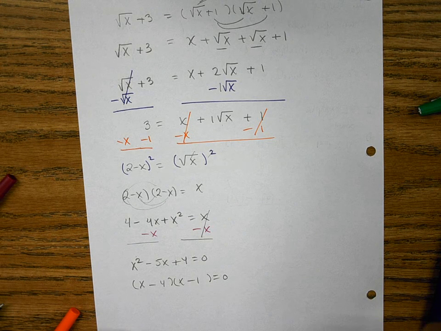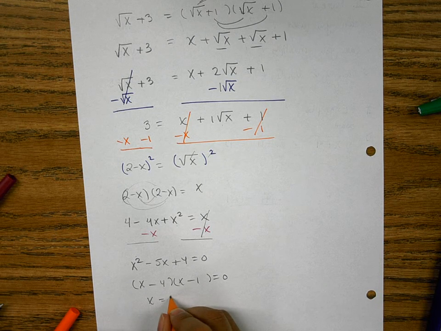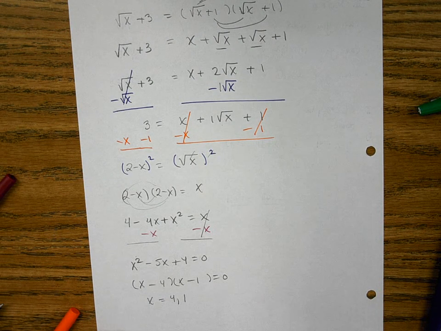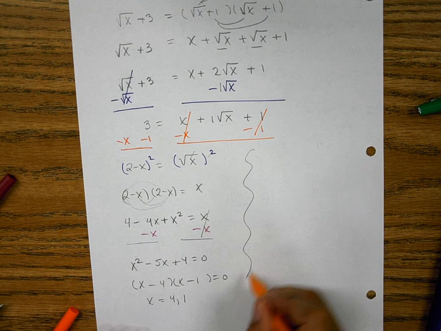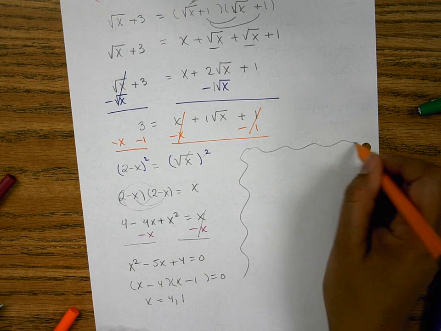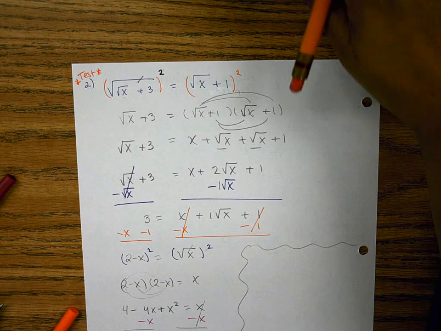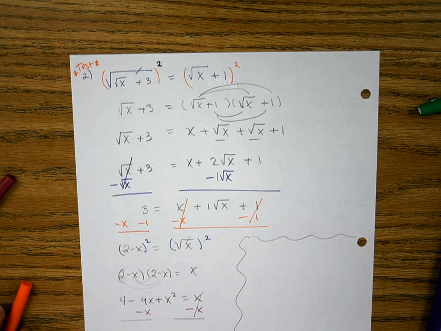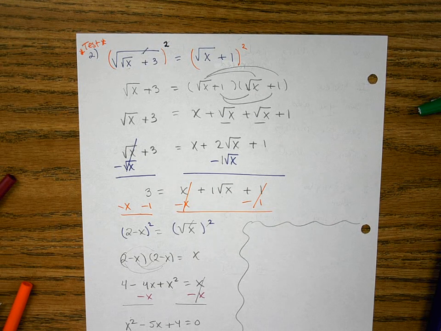Okay, and now we're ready to factor and solve. (x - 4)(x - 1), giving me x equals 4 and positive 1. Do not forget, you have to check. Forgetting to check can hurt you on the test and you lose valuable points.